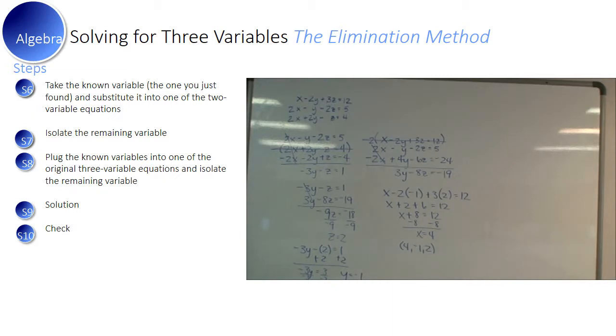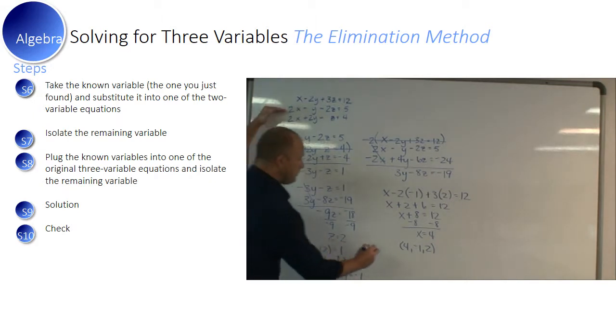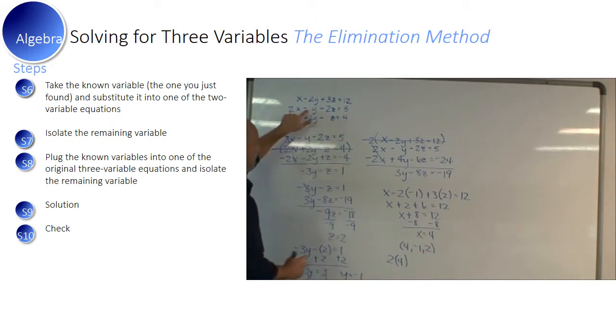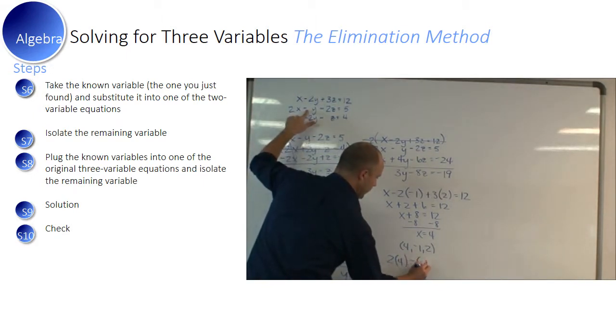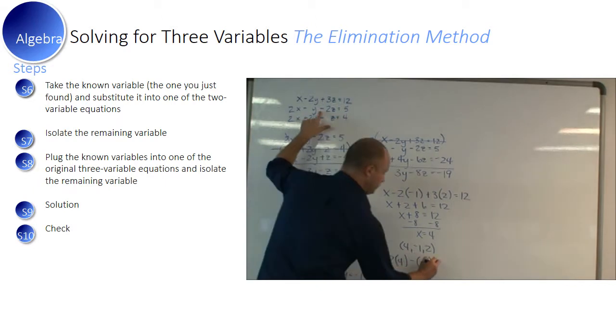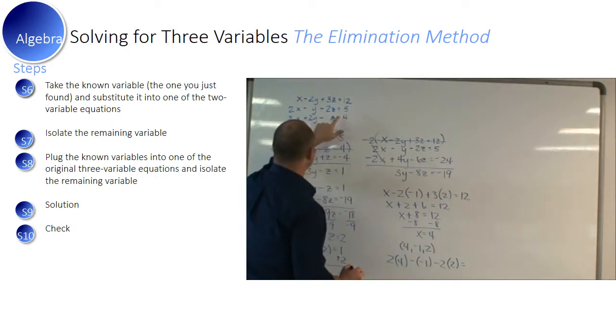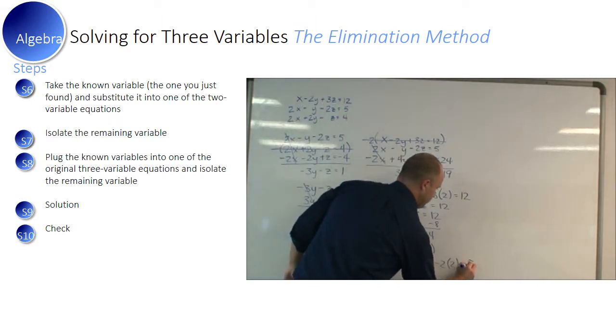The last step, once we've gotten our solution, is to go back and check our work. So we're going to take one of the 3 variable equations that we didn't use in the last one, and we're going to plug our values into that. So we'll take this one right here, the middle one. So 2 times 4 minus the quantity negative 1 minus 2 times 2, and that's supposed to be equal to 5.